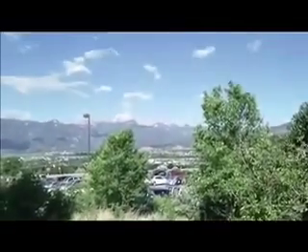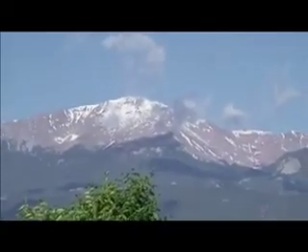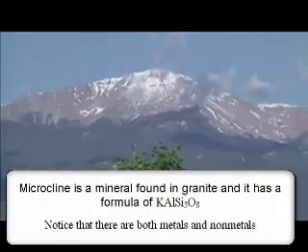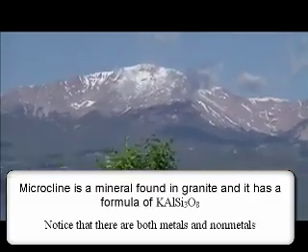Another example of ionic bond, in the backdrop over here, if Aaron turns, you'll see Pikes Peak. Pikes Peak is made up of Pikes Peak granite. Granite is a mixture of many chemicals, but all of them are ionic bonds. Metal bonded to nonmetal. And that's an ionic bond.